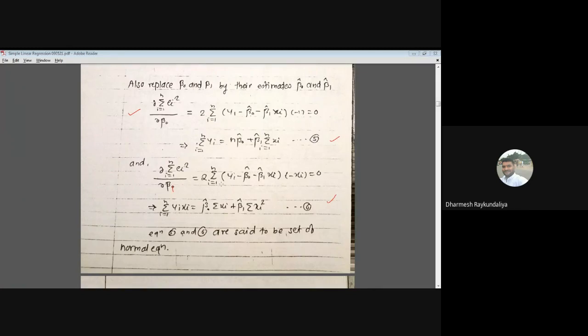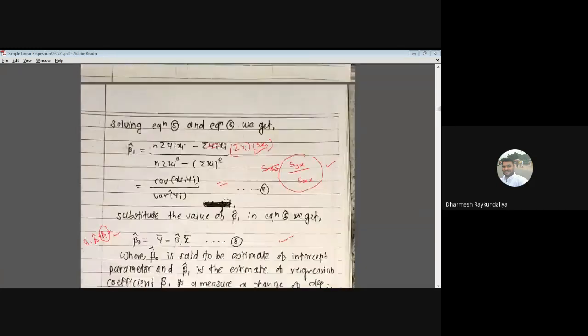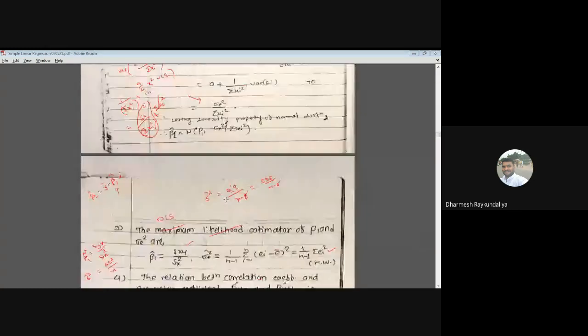And the second normal equation, you can say that summation yi xi equal to this. So now you can just see that. That is how by using that we have proved.